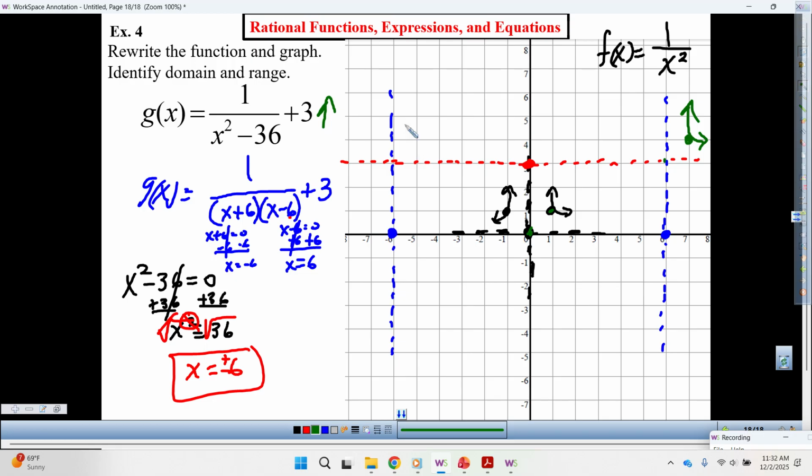Next, I go to the other asymptote. And where's this one at? 1 left and 1 up. So 1 left, 1 up.